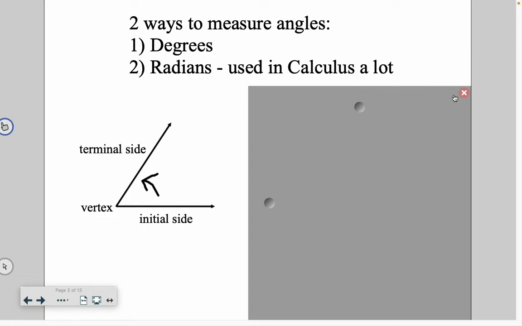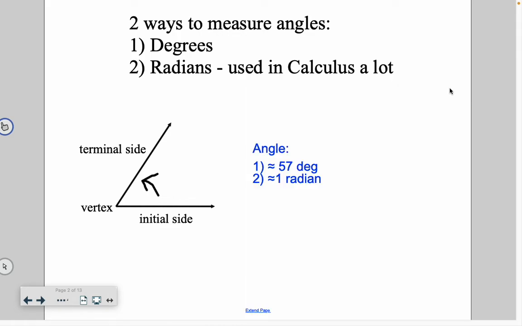So here's an example. 1 radian is approximately 57 degrees, somewhere in there. We'll talk about why and where that comes from. What we're going to look at today is we're going to try to develop what a radian is, what are we even talking about, what is this thing? Then we're going to convert back and forth between radians and degrees, because you'll do a lot of that in this chapter. And then we'll finish things off from there.